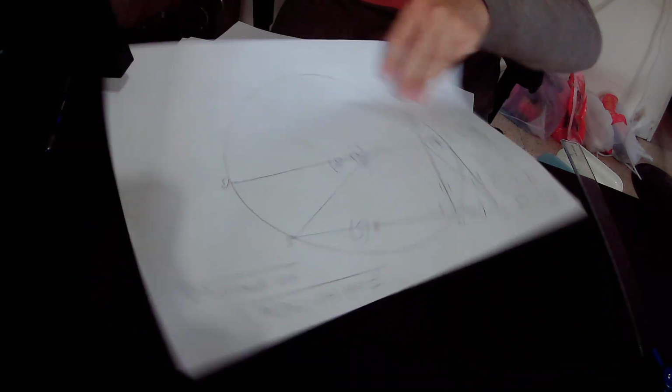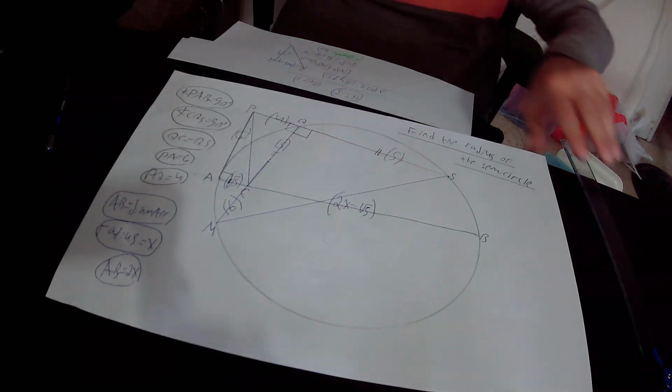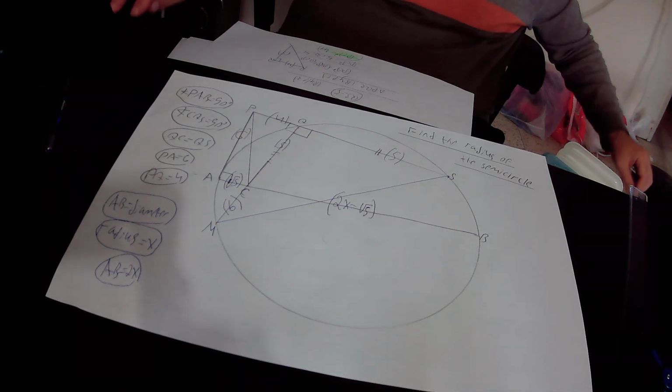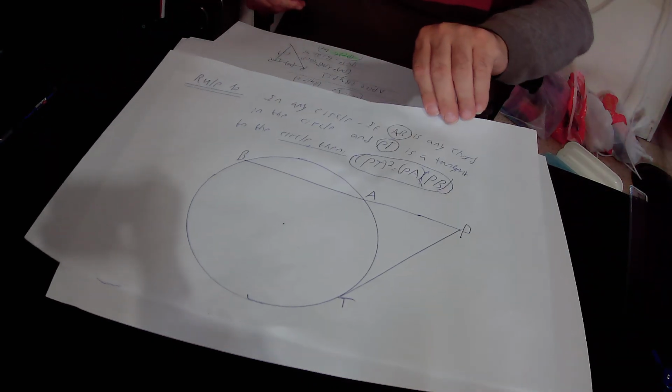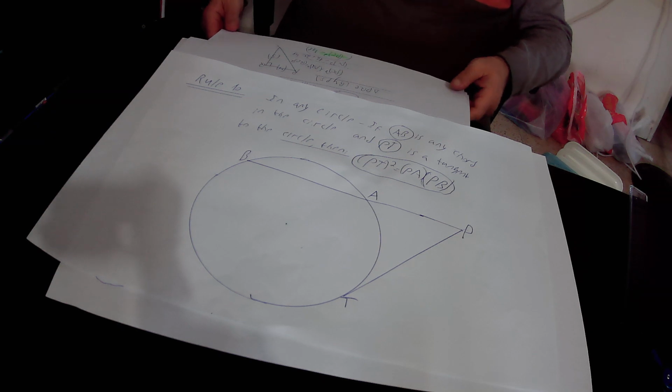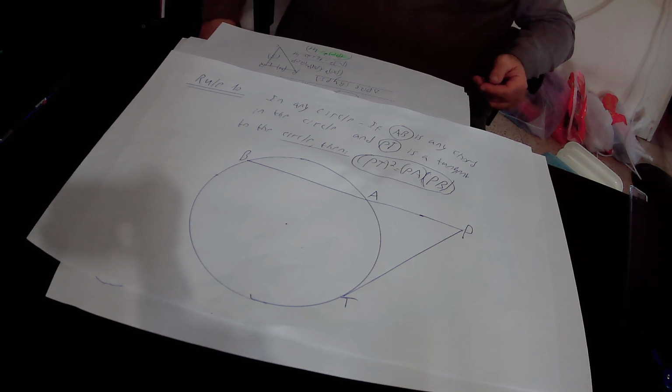So in order to find out the radius of the semicircle, I presented to you a new rule, and we implemented the new rule in our drawing. The new rule is rule number 10. According to rule number 10, the following is true in any circle. So in any circle, if AB is any chord in the circle and PT is a tangent to the circle, then the following equation is true, that PT square equals PA times PB.